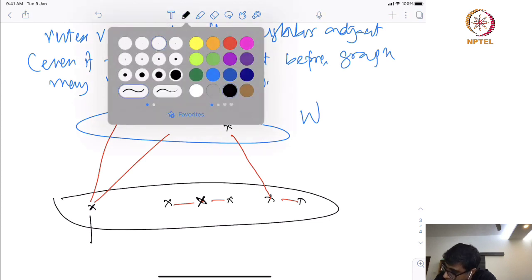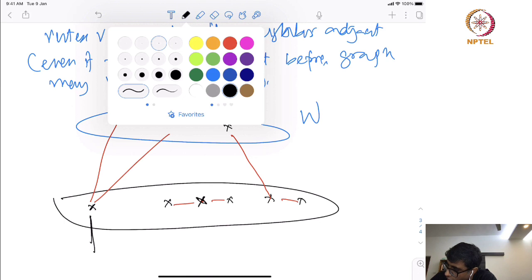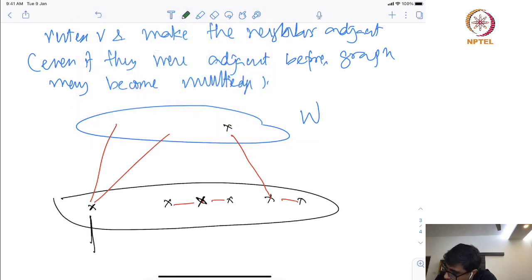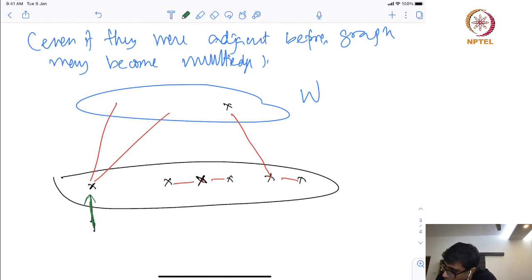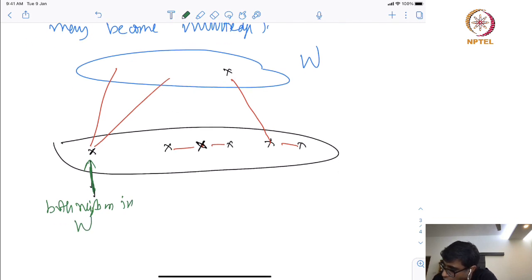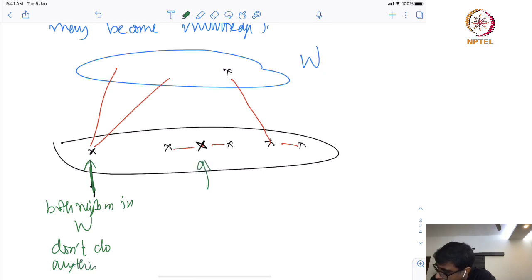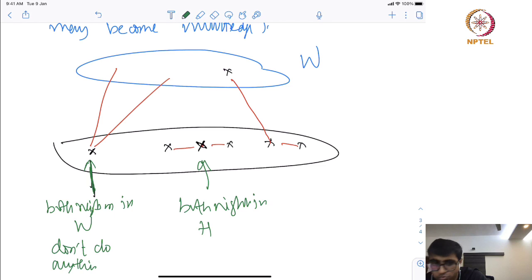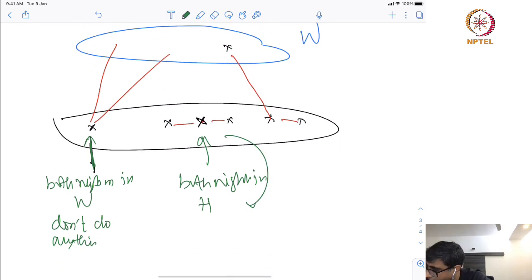So what our reduction rule tells us is that if you have something of this nature where both neighbors are in W, don't do anything. Both neighbors in H, then what will we do? What is the reduction rule we will apply here? So suppose this is A, B, C: here is an A and C, delete B.